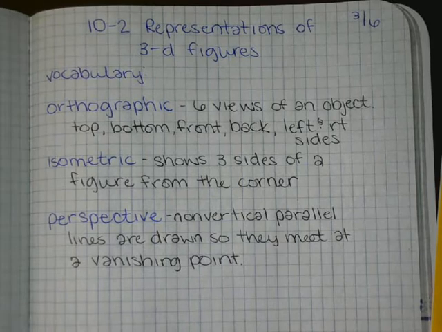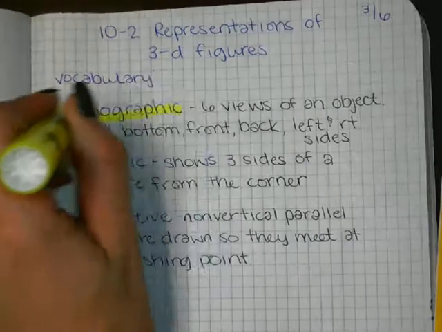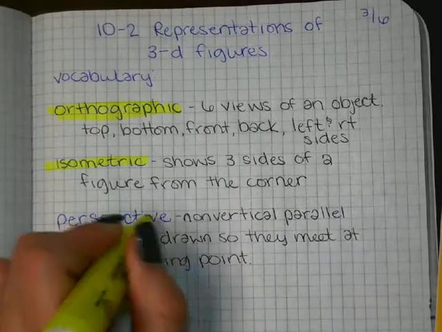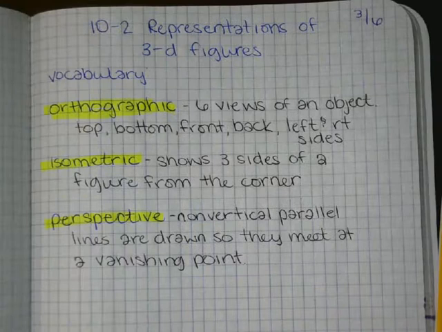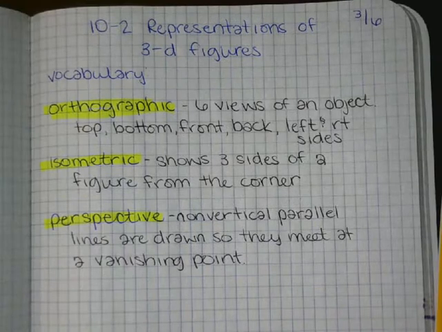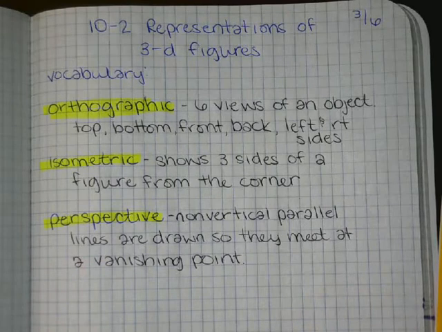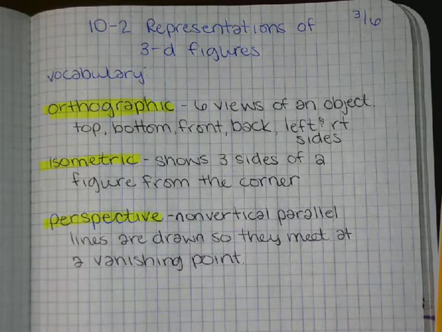Our three types of representations are going to be orthographic drawings, isometric drawings, and then we're even going to do a little perspective drawings. Orthographic drawings you've seen in the past. This is your 6 views of an object where you have the top, the back, the front, the left, and all of those things. It's usually drawings of little cubes. That's kind of where you start out, and they have you do things like count the cubes and describe which of these is the best orthographic view.